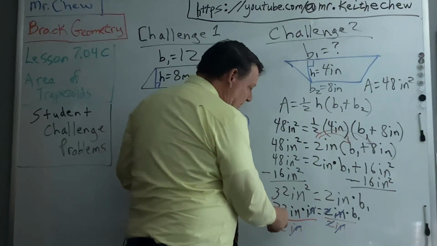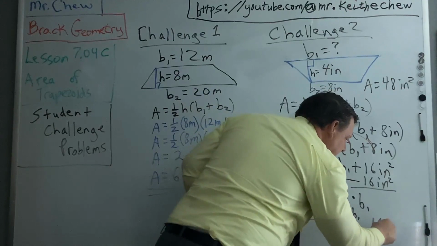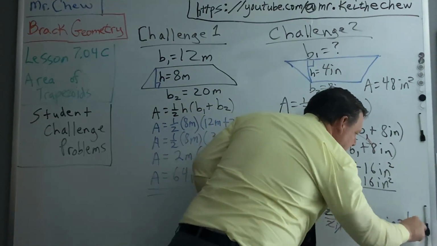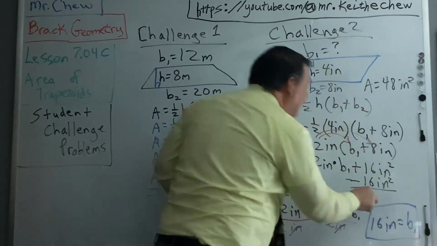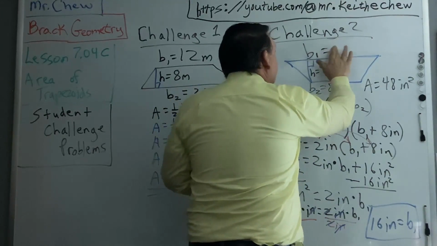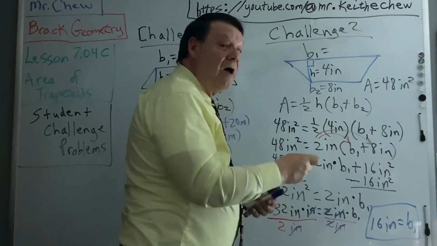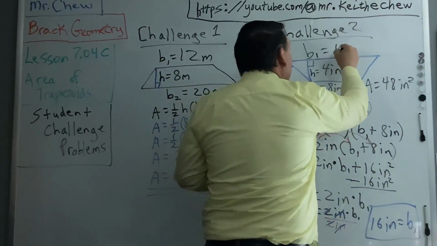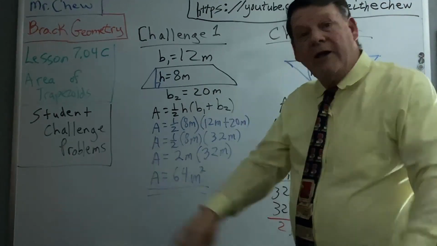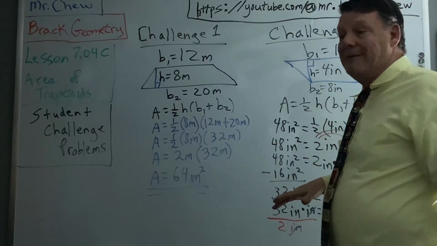And then 32 divided by 2 is 16, and inches equals b sub 1, and that is my missing measure. I can come up here and say this equals 16 inches. And then I can say, voila, I'm done. So how did you do? Area's not that hard if you just write down everything and solve it step by step.